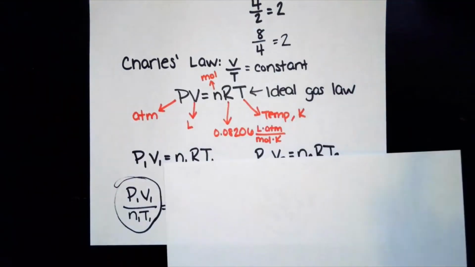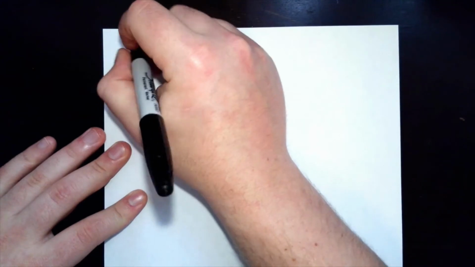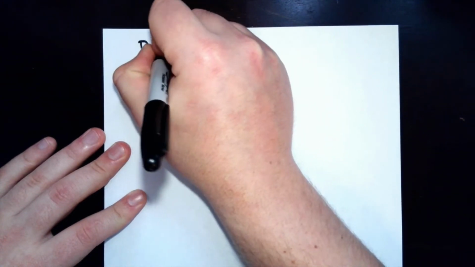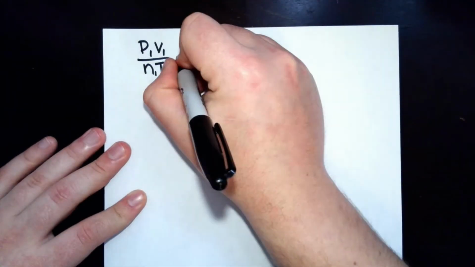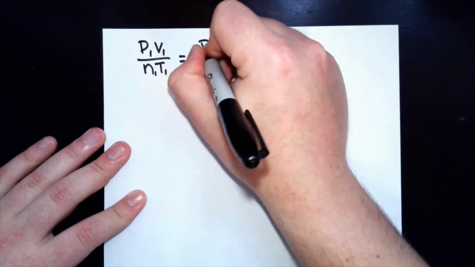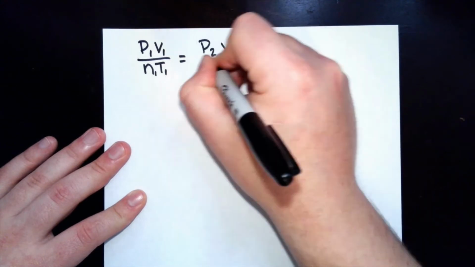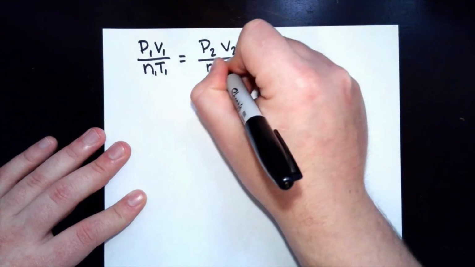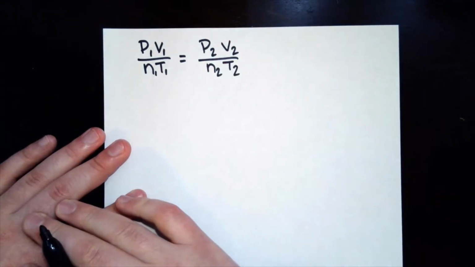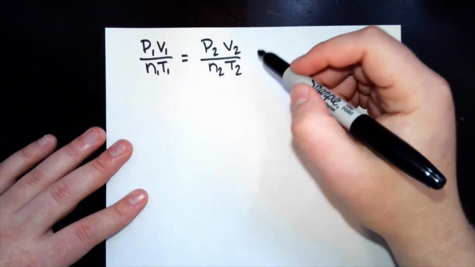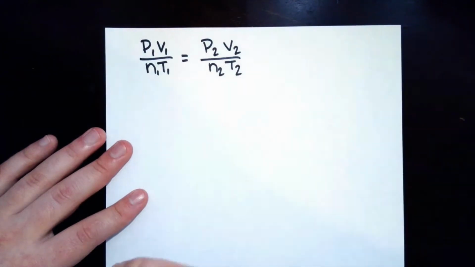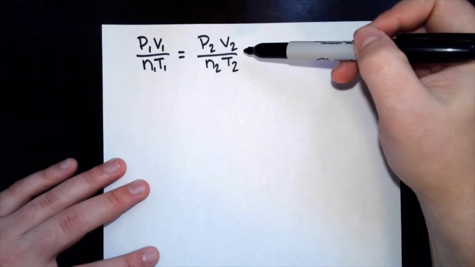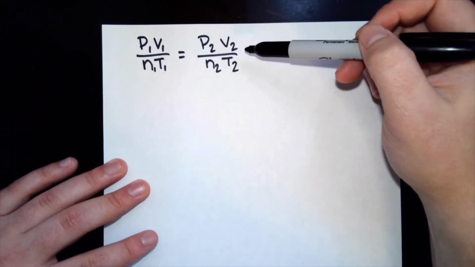So, let's write that. Let's show them being equal to each other. So we can say P1 V1 over N1 T1 equals P2 V2 over N2 T2. So this is a version of the ideal gas law you can use if you have changing conditions. And what's nice about this is that you can just pick out whichever variables you need.